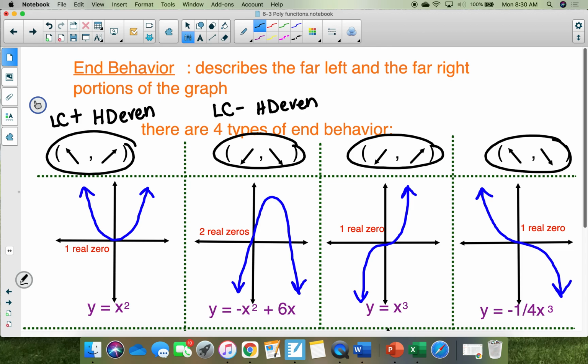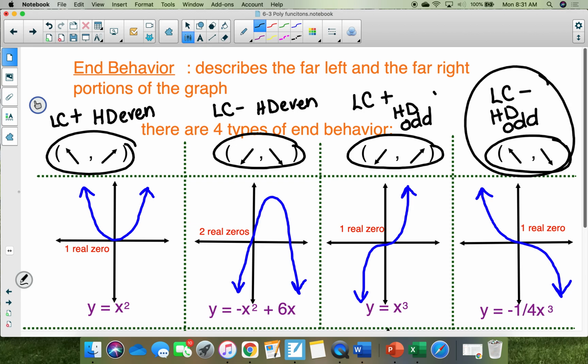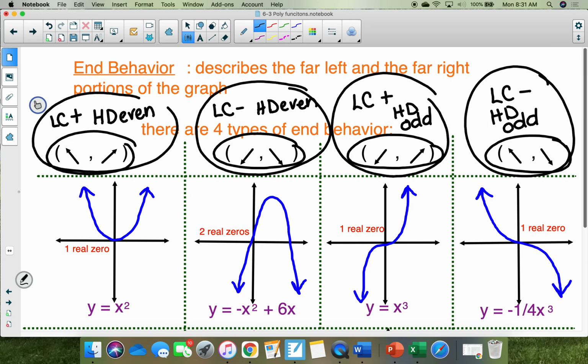If one is facing down and the other one's facing up, the leading coefficient is positive, but the highest degree is odd. And if it's facing up and then facing down, the leading coefficient is negative, but the highest degree is odd. This is really important. These graphs aren't gonna help you, so why don't you just worry about those 4 circle things that I did, and I'll revert back to these in a minute.